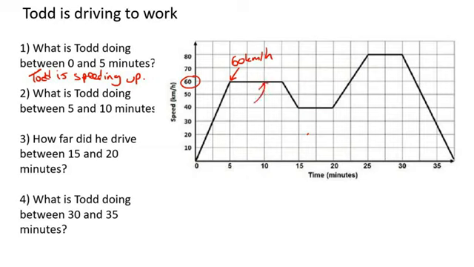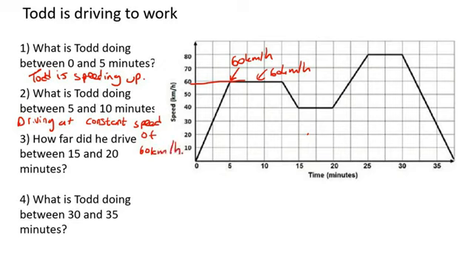What is Todd doing over here? Well, he's still driving at 60 kilometers per hour. So he is moving. And what is he doing over there? Well, he's still driving at 60 kilometers per hour. So at this part over here, Todd is driving. He's not standing still, okay? So but we could say that he's driving at a constant speed of 60 kilometers per hour.